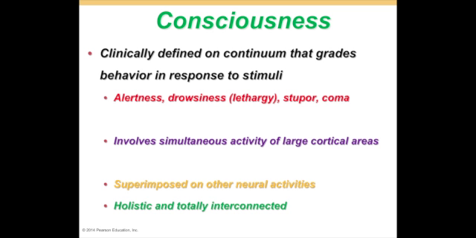So consciousness involves the simultaneous activity of large cortical areas. And again, we know what cortical means. That means the cerebral cortex, that little 2 to 4 millimeters of area where all these billions of neurons are. This idea of consciousness is superimposed on other neural activities, and it's holistic. It means that our brain is holistic, it's totally interconnected. Everything can contribute to how we perceive our environment and what we think of it.